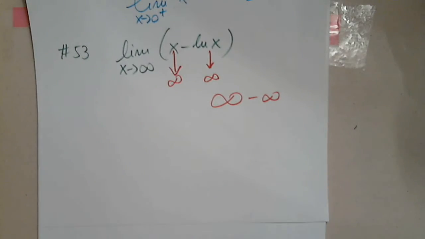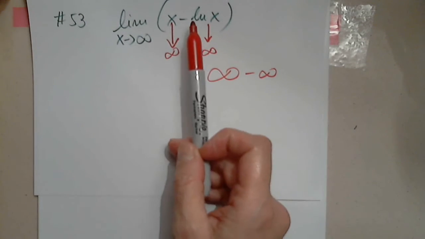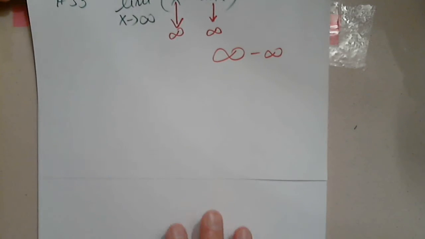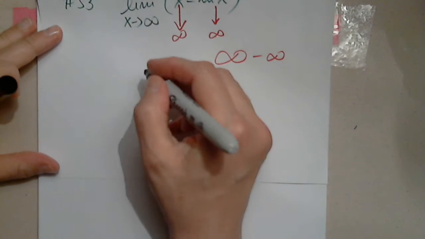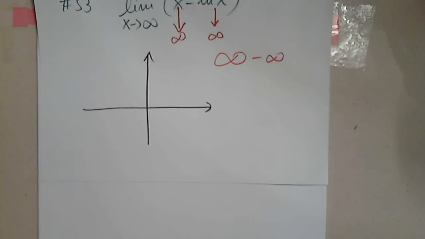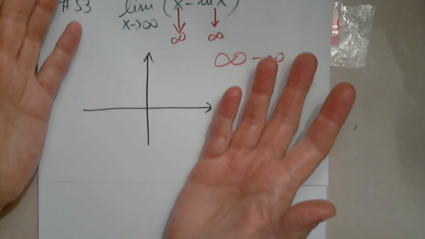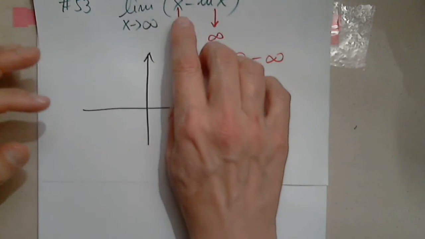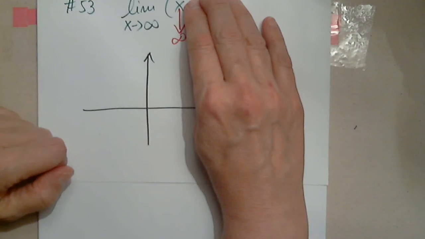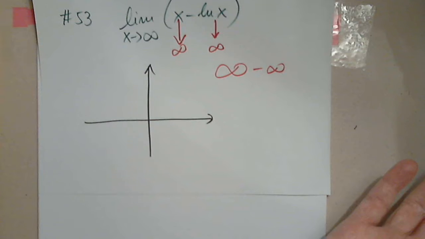And this is infinity minus infinity. There's nothing I can do here. I cannot apply natural log. I cannot do anything. I can only graph. I can't think of anything else. I need to see which of these functions grows faster. If this one grows faster, then this is small. The answer is infinity. If this one grows faster and this is small, then the answer is negative infinity, and I'm done.